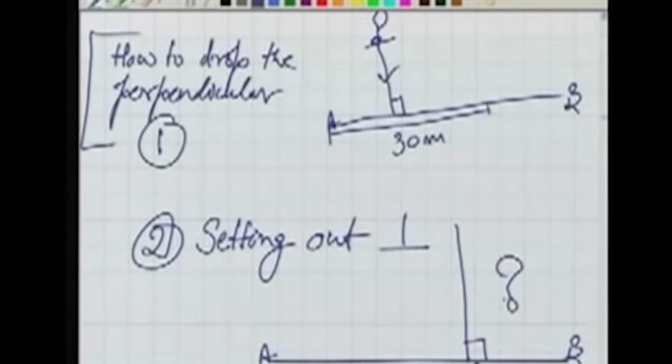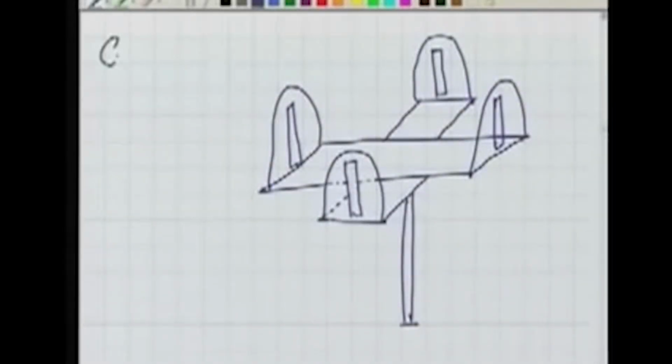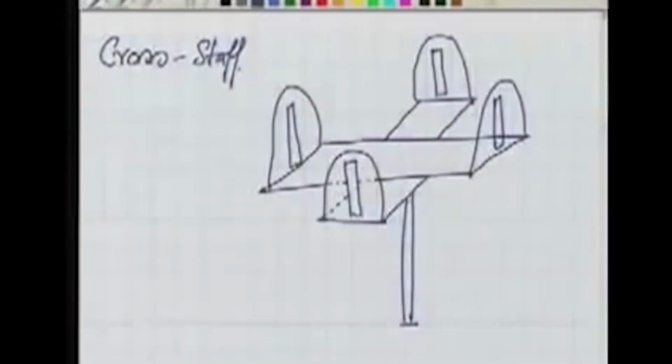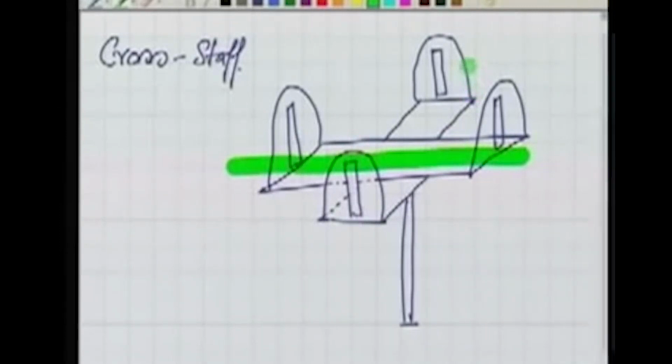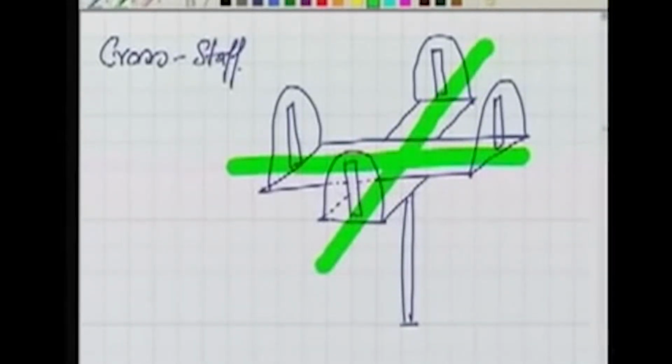Now what we will do, we will first look at some instruments which will help us in doing this. Instrument number 1 is called the cross staff. As you can see, it is a very simple instrument. There are 2 vanes, one goes like this and the other one like this, and these 2 are fixed at 90-degree angles to each other.